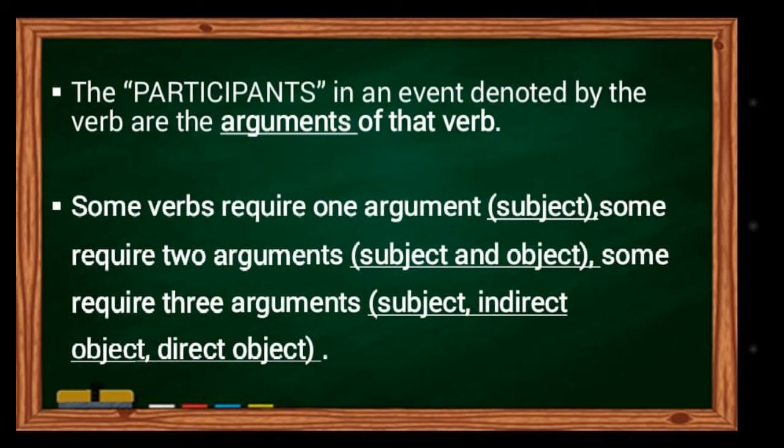Verbs and arguments. The participants in an event denoted by the verb are the arguments of the verb. Some verbs require one argument, the subject. Some require two arguments, the subject and object, and some require three arguments, which are the subject, indirect object, and direct object.